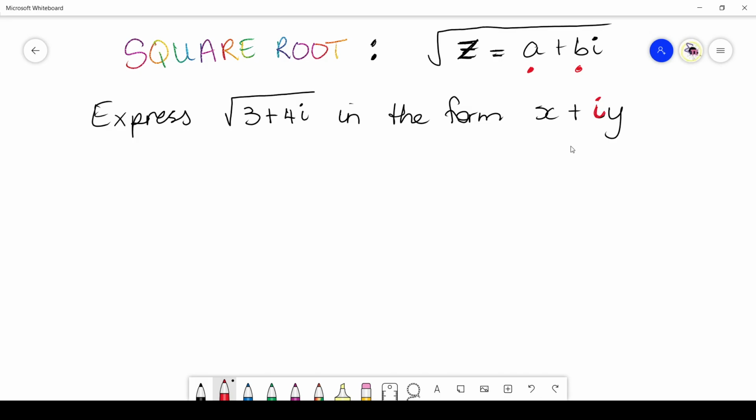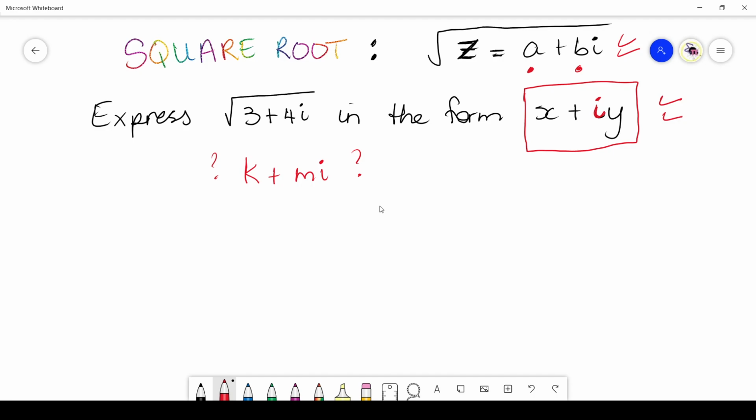So letters are just arbitrary, and sometimes I think students get thrown off when they see stuff they're not familiar with. So let's just say for exams, they ask you to express the square root of 3 plus 4i in the form k plus mi. I know a lot of people have been learning how to do it using these 2 formats, a plus bi and x plus iy. What happens if one day they suddenly say express it in the form k plus mi? What are you going to do?